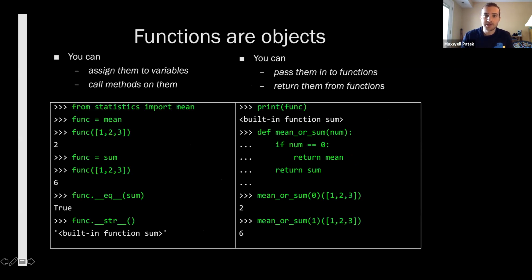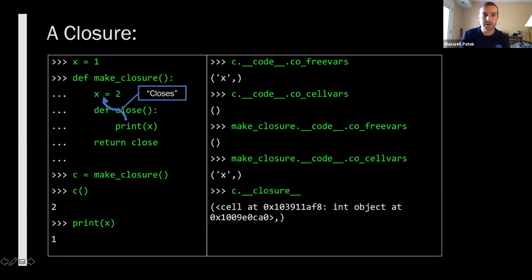We talked about functions as objects. We had variables and we assigned a function itself to the variable, not calling the function, but just the name of the function. The function itself, we can assign those to variables. We can pass them into functions. We can return them from functions.